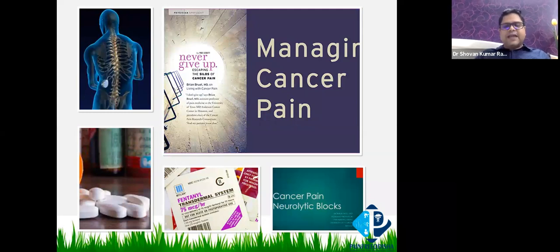So these are the various things, and otherwise we can go for neurolytic blocks, particularly of the different areas. In the neurolytic blocks, we just block the sympathetic system. Suppose it is of the upper abdomen and upper areas, we can go for a celiac and splanchnic block. Of the lower abdomen, superior hypogastric. Of the anal area, we can go for a ganglion impar block. So various blocks are there which can be used.